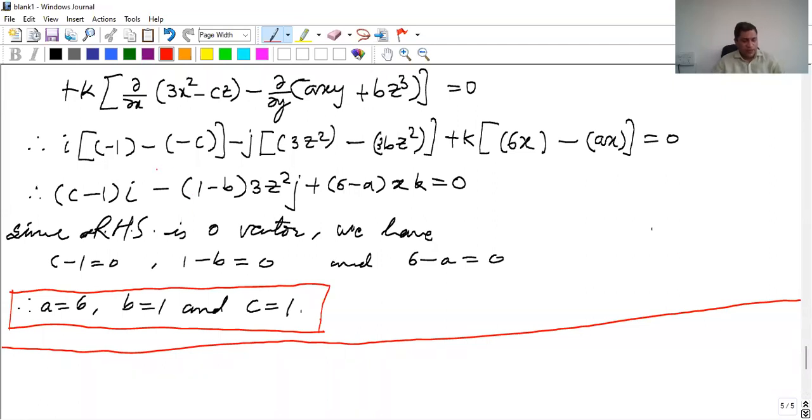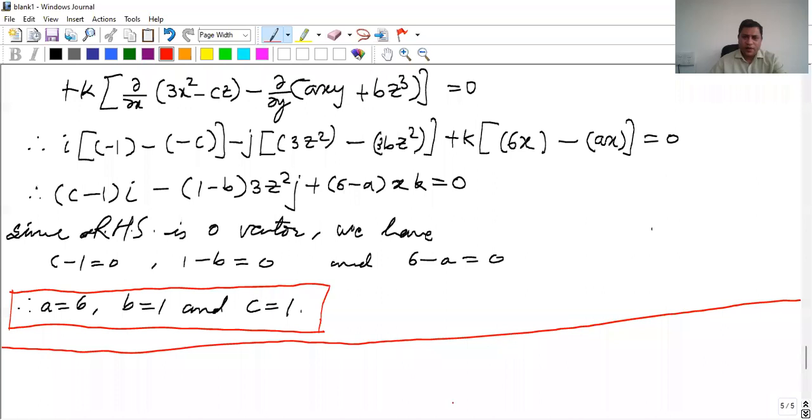Okay. So here we have considered the directional derivatives. We have considered the curl and divergence. So will you be able to solve more problems based on this? Yes, sir. It's good. Okay.